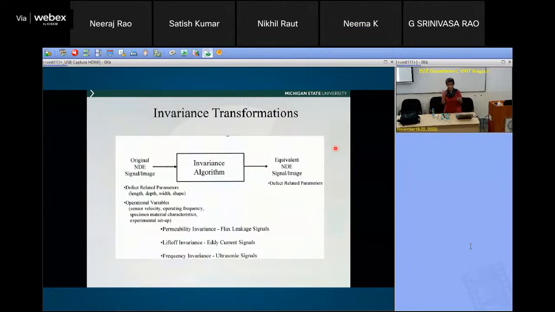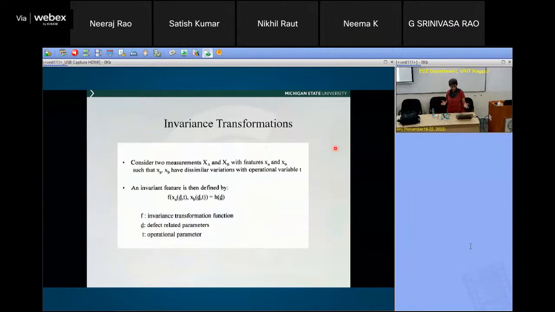In eddy currents, in heat exchanger tubes, you have different types of probes. Some of them spirally go up there, and some of them just go straight. You have an array of coils. So liftoff is of importance over there. So how do you make the final measurement insensitive to permeability or liftoff? The algorithms will vary for each application and each parameter, and this is a general approach for that.